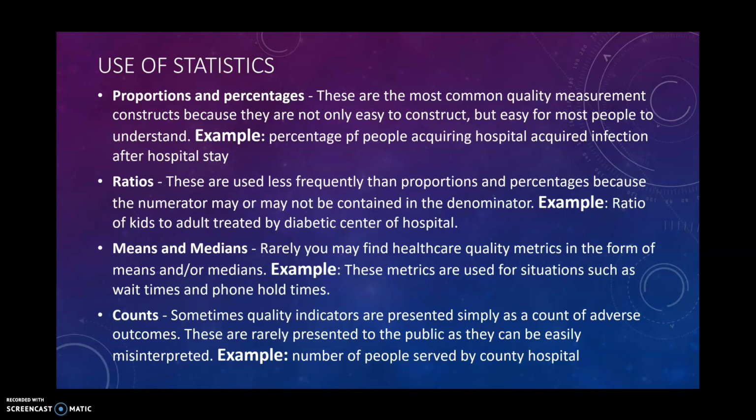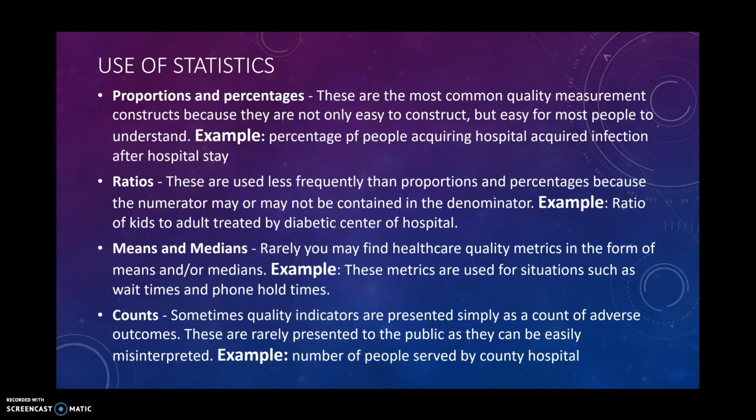Ratio. These are used less frequently than proportions and percentages because the numerator may or may not be contained in the denominator. For example, the ratio of kids to adults treated by the diabetic center of the hospital. Means and medians. Rarely do we find healthcare quality metrics in the form of means or medians. For example, these metrics are used for situations such as wait times and phone hold times.